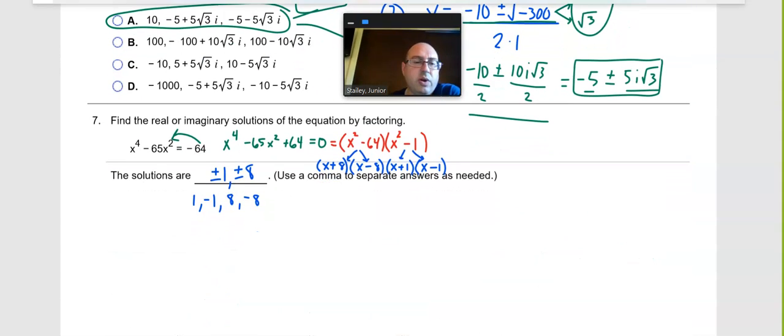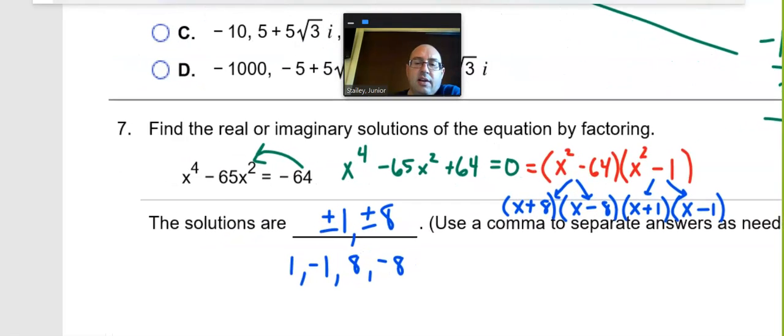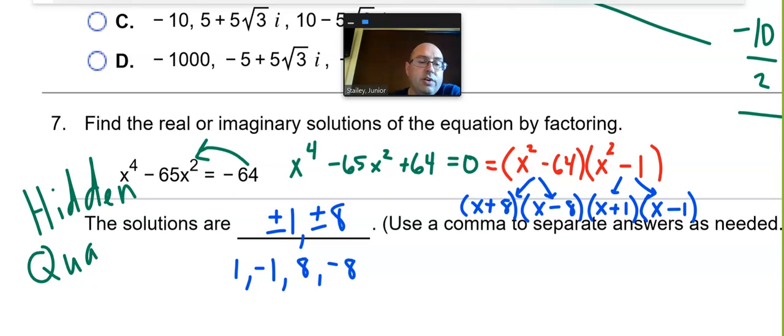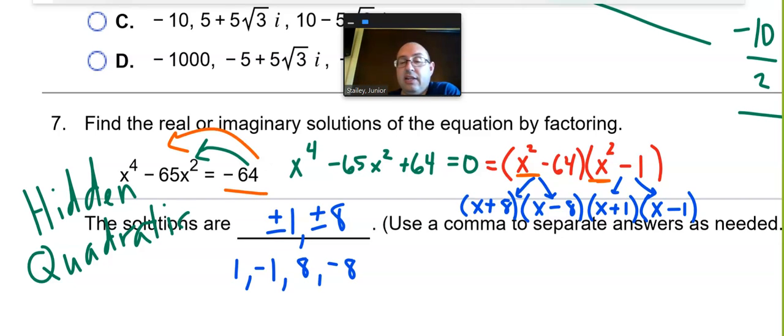Last question here for this SWYK. Find the real or imaginary solutions. This is called a hidden quadratic. You don't think it's a quadratic at first, but it is. It's just that instead of x and x, you start off with x squared and x squared. You'll notice that I did take the negative 64 and move it to the other side, set it equal to 0. But then I'm just doing my same old factoring, right?